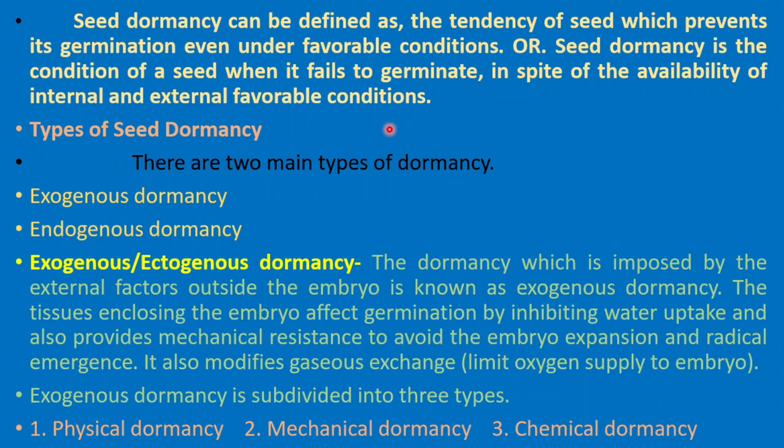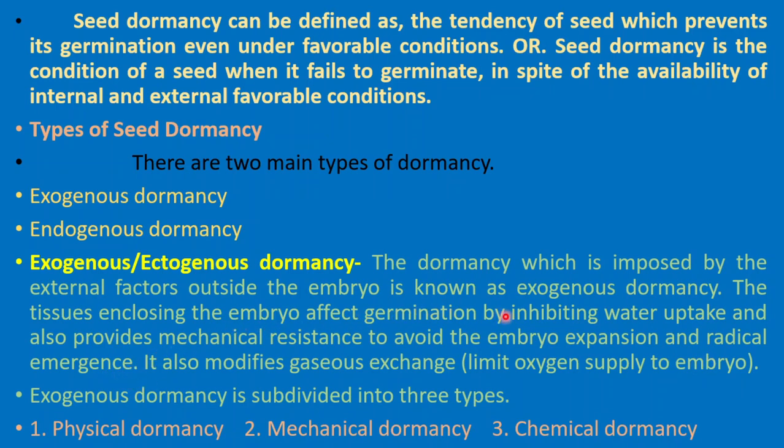Exogenous dormancy is also known as ectogenous dormancy. This is the dormancy which is imposed by external factors outside the embryo, and it is known as exogenous dormancy. Exo means external. So the dormancy which is due to external factors outside the embryo is known as exogenous dormancy. The tissues enclosing the embryo affect germination by inhibiting water uptake and also provide mechanical resistance to embryo expansion and radicle emergence.